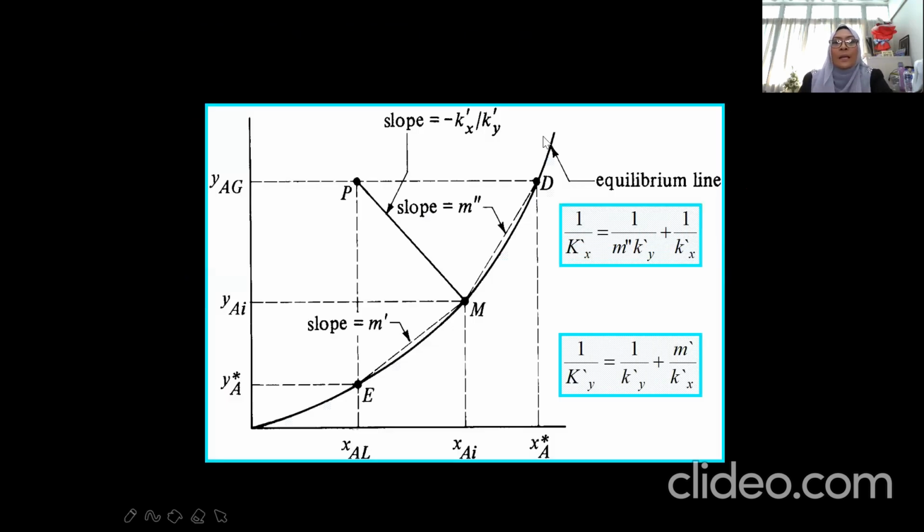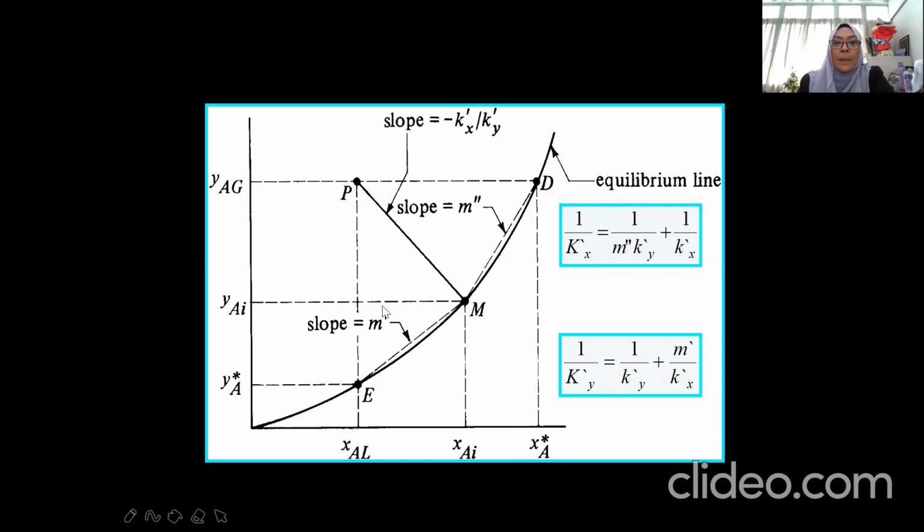What I want you to know is where to get those M prime and M double prime. This is the slope that you learned last week, the slope for you to calculate K prime X over K prime Y. Now you are introduced to this slope, which is simply called negative K prime X over negative K prime Y.